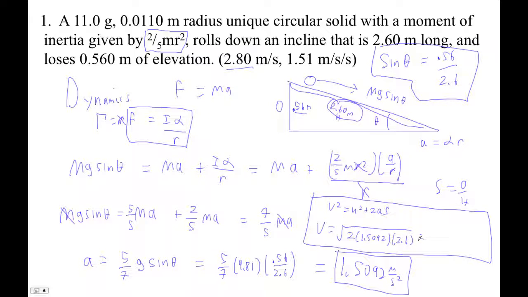Here it comes, man. Square root of 2 times the answer I just got, the 1.509 times 2.6. And that's 2.801 meters per second. Ta-da.